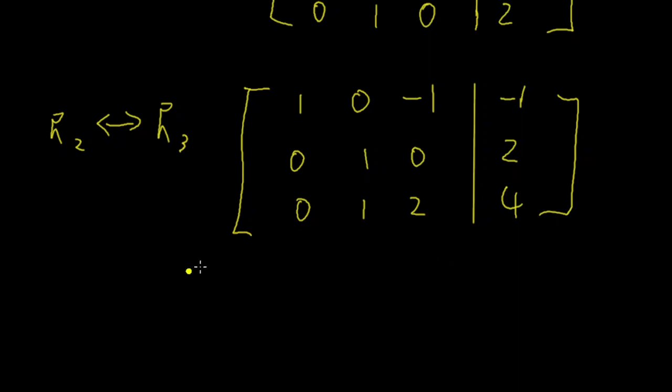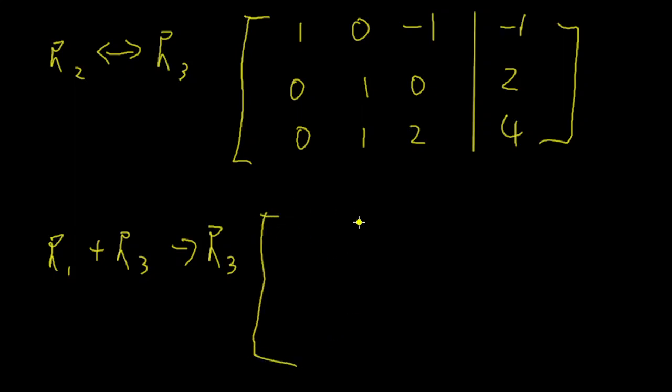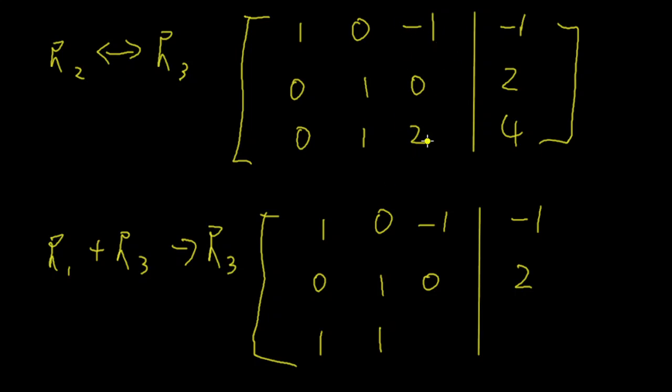So next, what we do is add row 1 to row 3, and I'll replace row 3 with that. So row 1 and row 2 will not change. Now row 3: 1 plus 0 is 1. 0 plus 1 is 1. Negative 1 plus 2 is 1. Negative 1 plus 4 is 3.